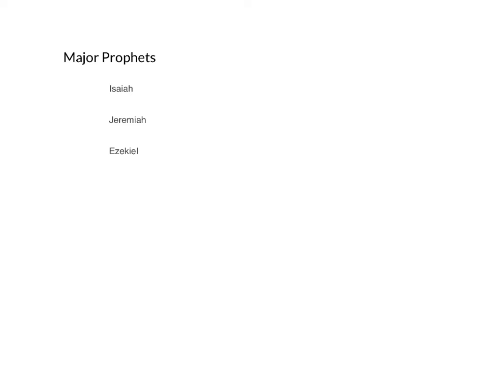Then the next major section of the Bible is what are called the major prophets, not because they're the most important, although I kind of think they are, but because they're the longest. The books of Isaiah, Jeremiah, and Ezekiel are very long books authored by Isaiah, Jeremiah, and Ezekiel, who were prophets.